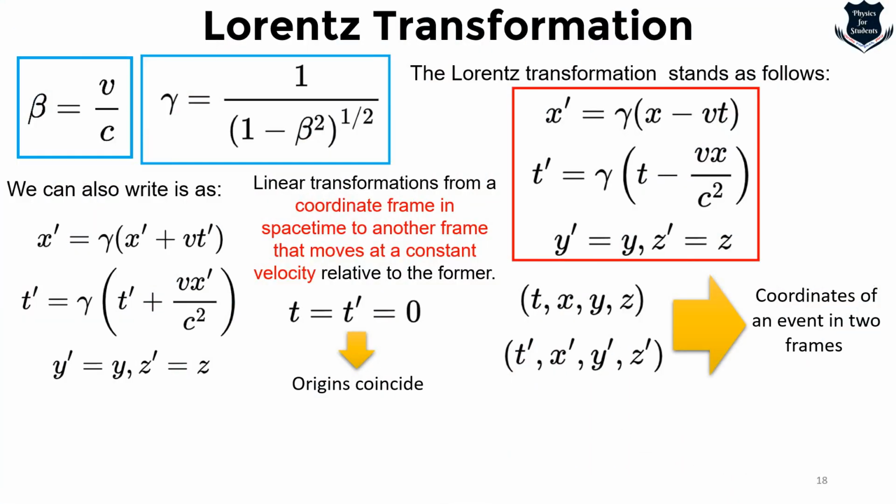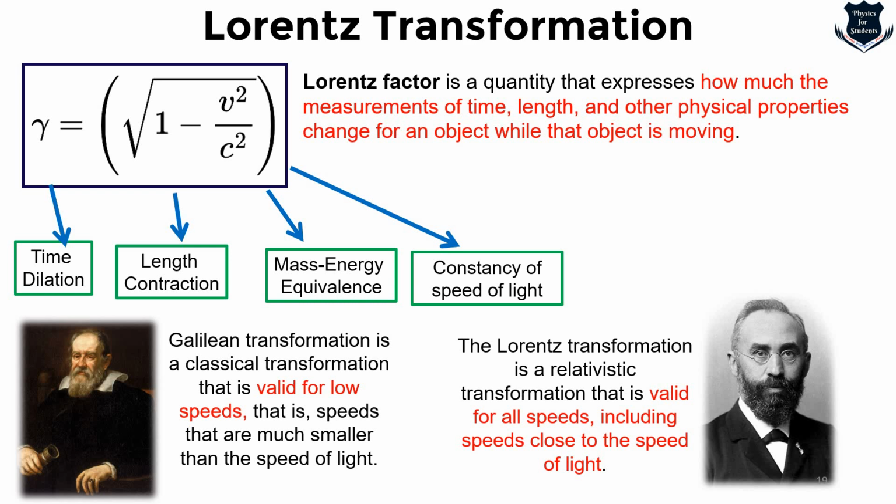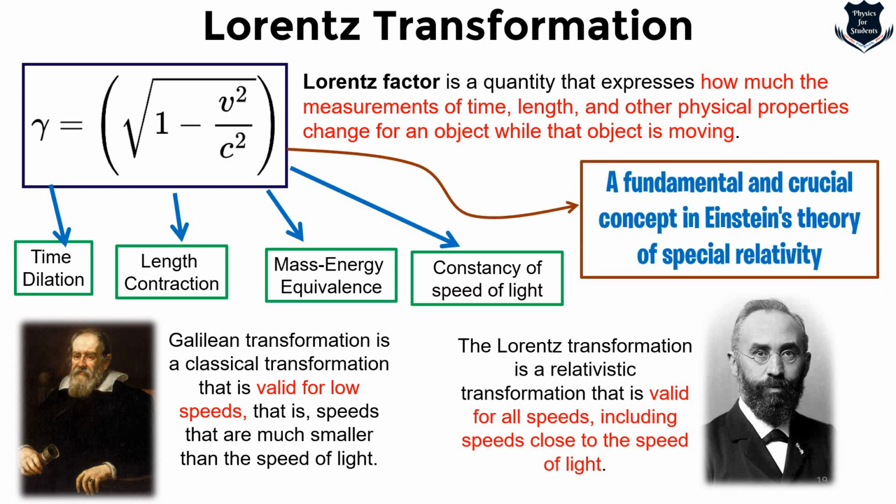We also saw something called the Lorentz transformation, where this gamma factor is the Lorentz factor, and you can look into the mathematics in my earlier videos, which I am not explaining here. We also saw that the Lorentz factor takes into account time dilation, length contraction, etc. And the Lorentz transformation is relativistic, and that is why it is considered a fundamental and crucial concept in Einstein's theory of special relativity.